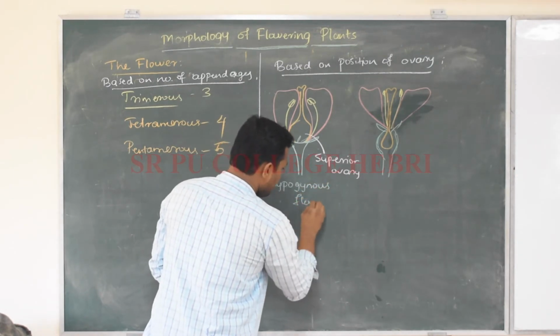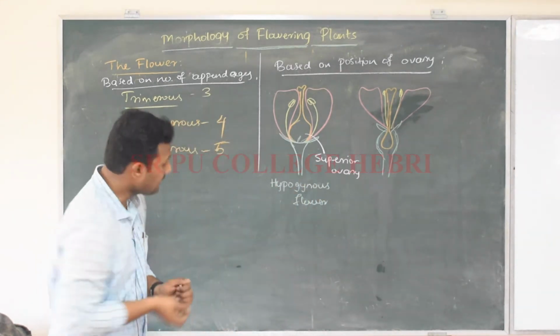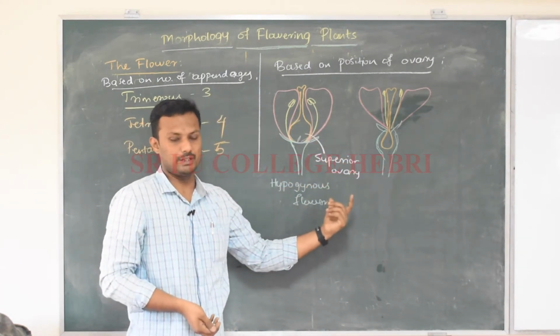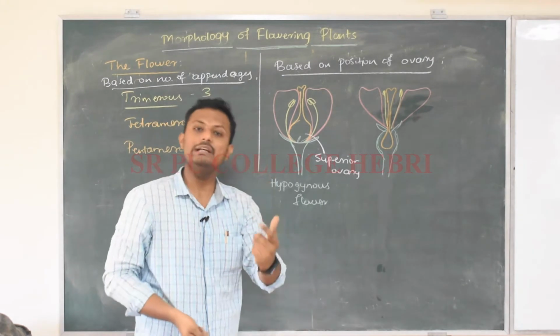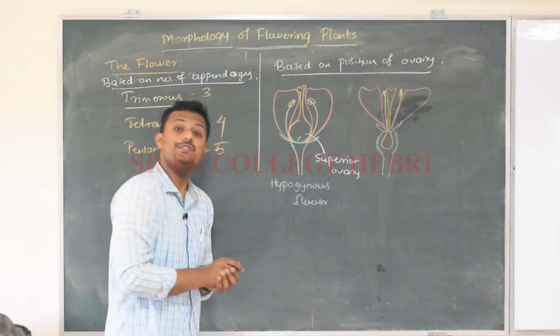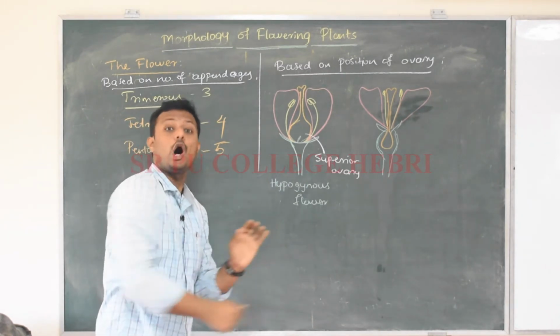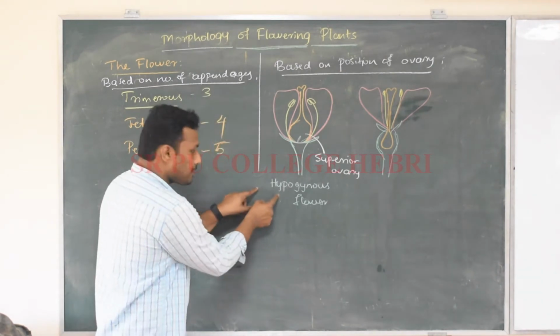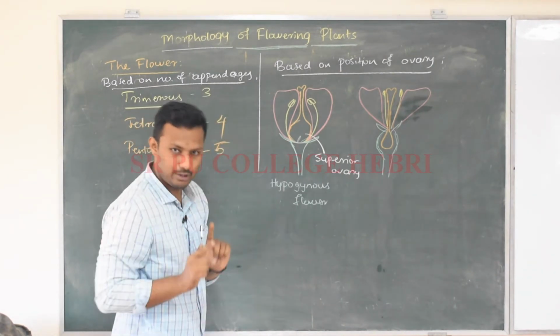Hypogynous flower. Don't get confused. Superior ovary and inferior ovary, the terms we use, are only with respect to the ovary, the position of the ovary. When I use terms such as hypogynous, epigynous or perigynous, that is with respect to the flower, not with respect to the ovary.